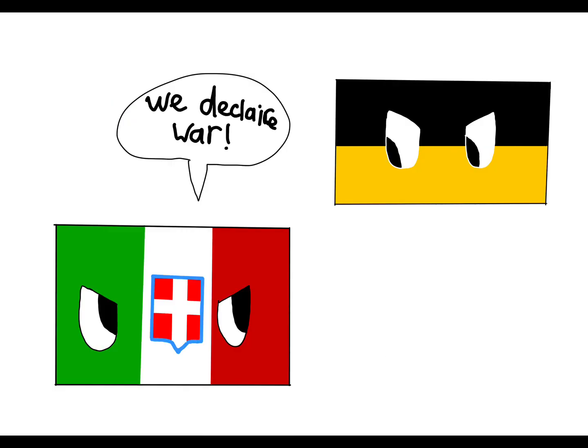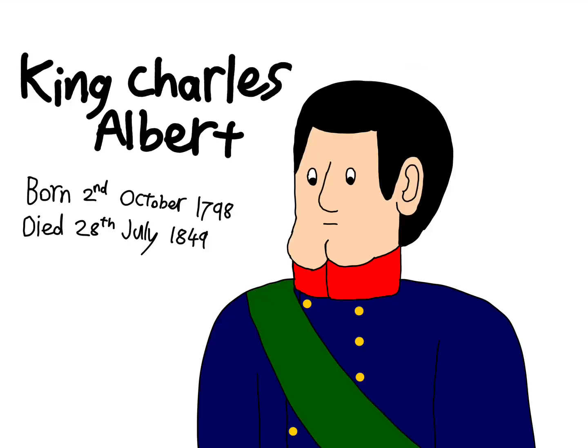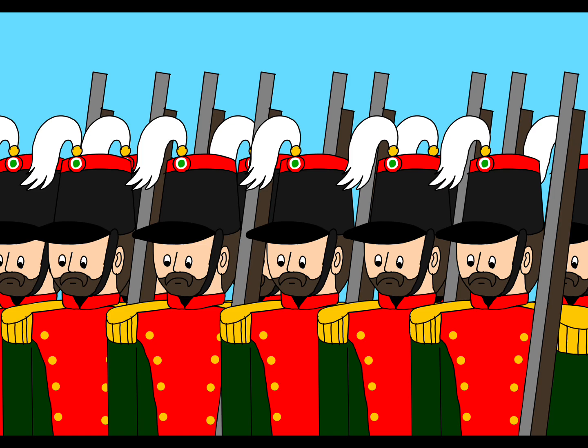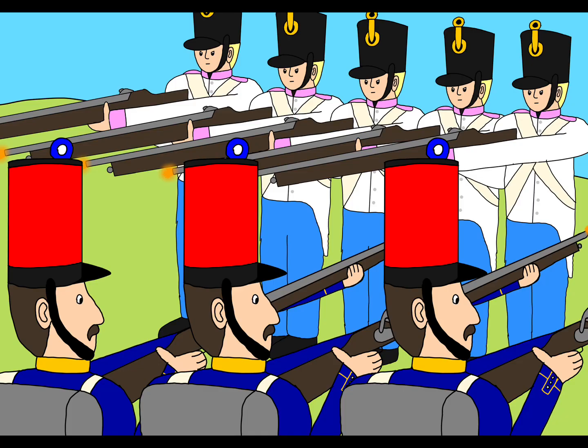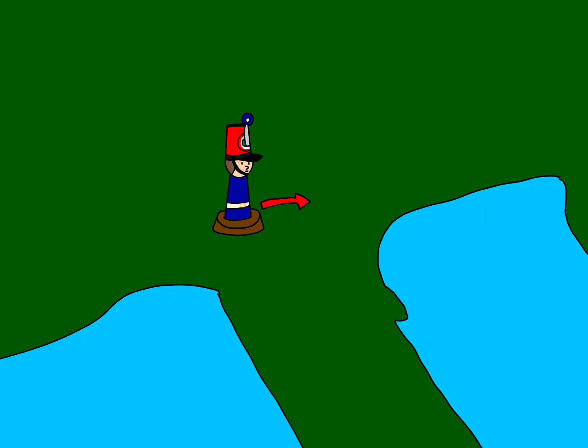On the 23rd of March, the Kingdom of Sardinia declared war on the Austrian Empire. King Charles Albert, who, when he was younger, had sympathized with the 1821 constitutional uprising, became the champion of Italian independence, and many volunteers joined the Sardinian army. The Sardinian army marched into Lombardy, defeated the Austrian army at the Battle of Goito Bridge, and marched slowly through Lombardy.